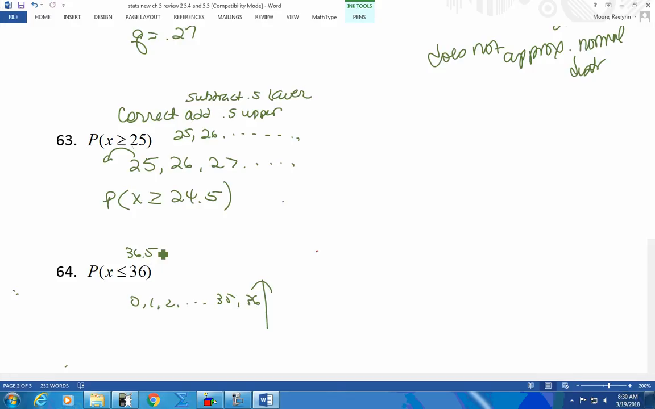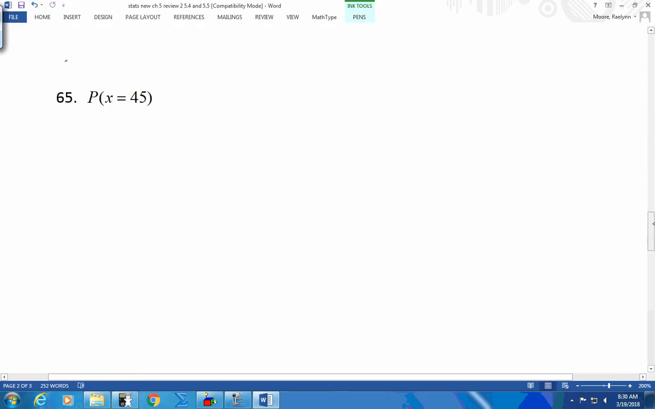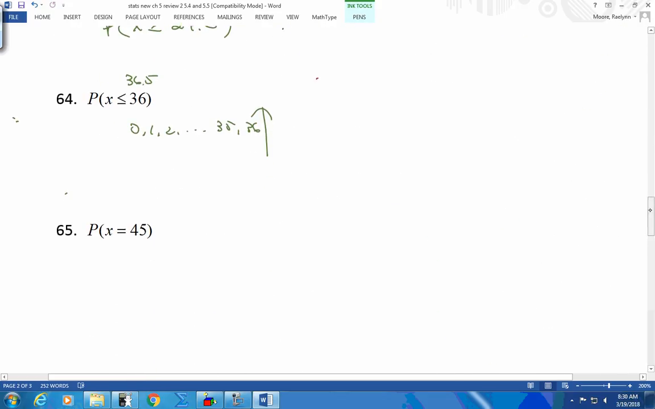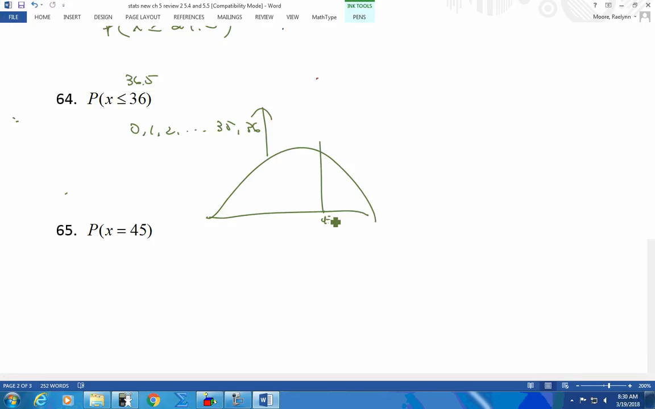How do I do 65? Okay, hang on. Oh, so the x is equal to. Here's my number line. I'm at the 45 right here. I need to measure this area. How can I measure the area of just a single point? You have to make it a bar so it has some area. So you drop 0.5 and you raise 0.5. Now you've got an inequality that looks like that. How do you know which way to put the sign? It always goes to the less than.